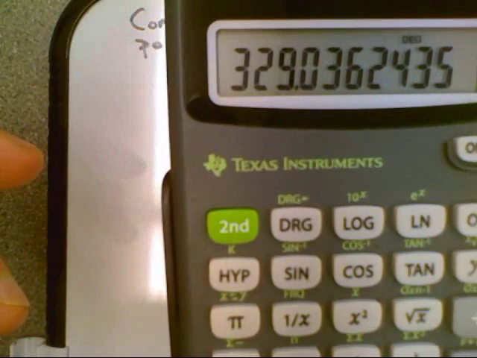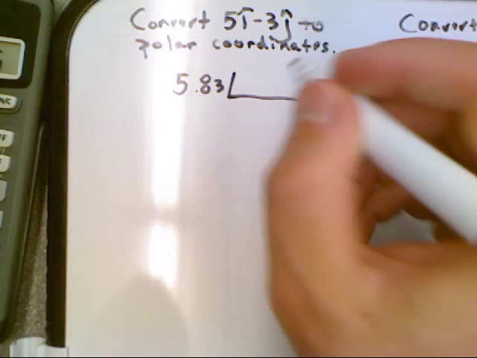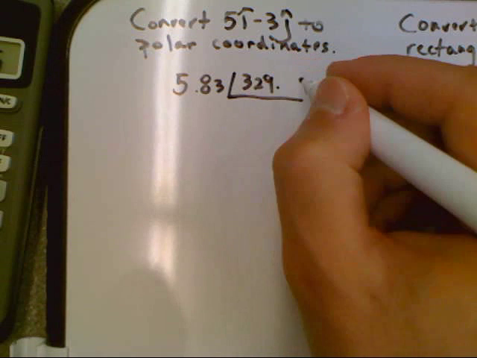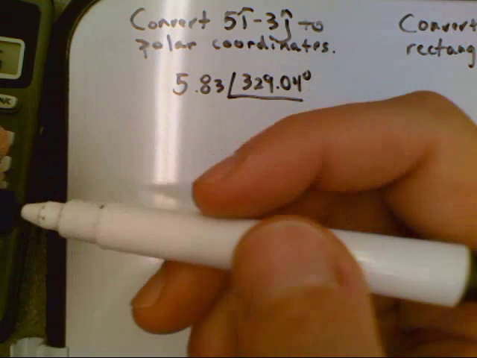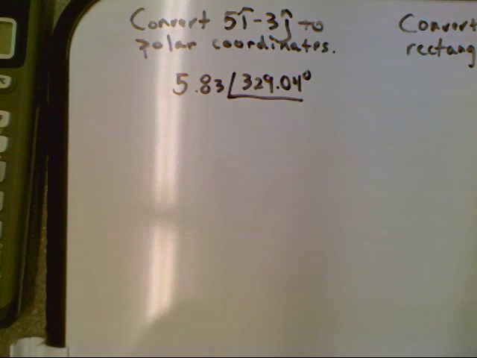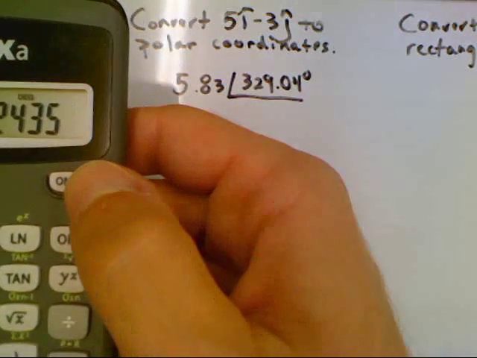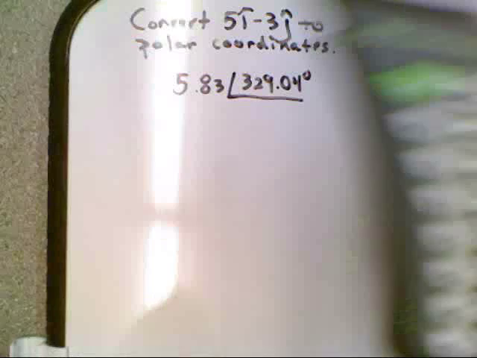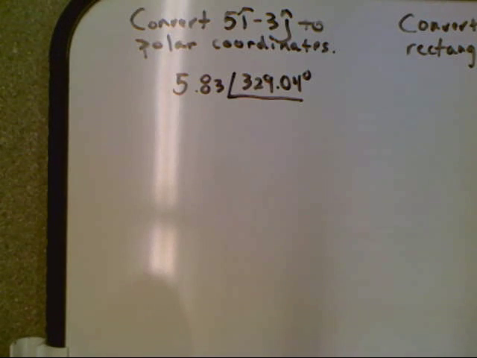And that gives us 329 and 4/100 degrees as your angle. So put in your I coordinate plus your J coordinate. Second, rectangular to polar. The radius will show up first, and then second, X to Y to get your angle.